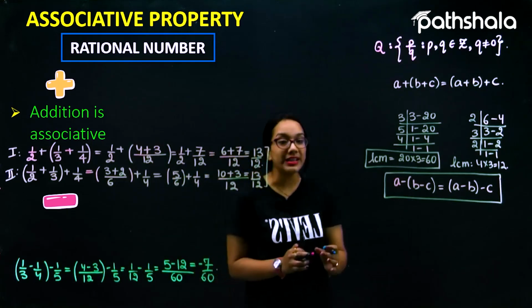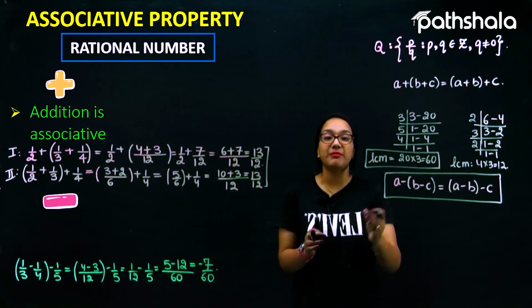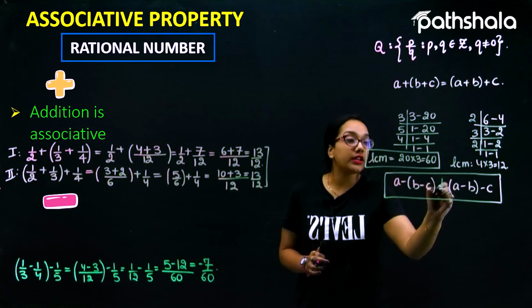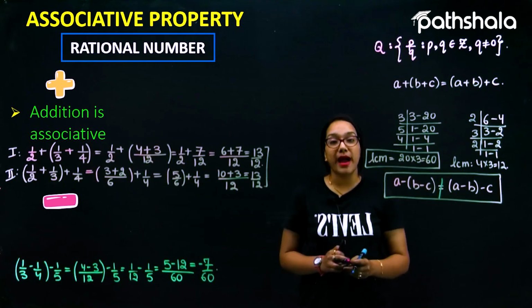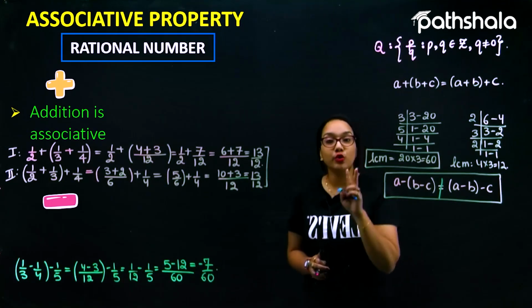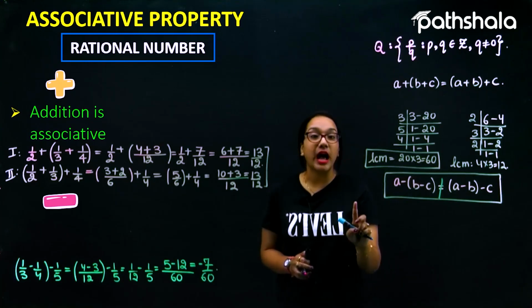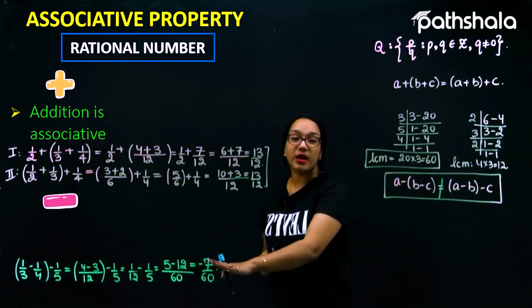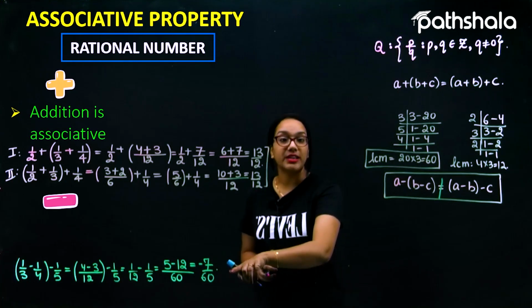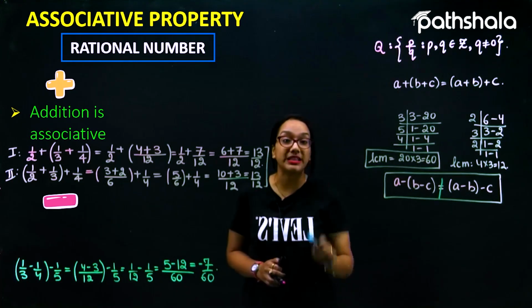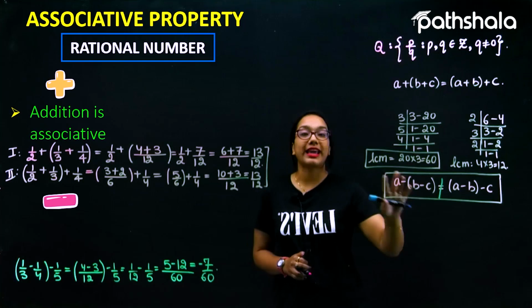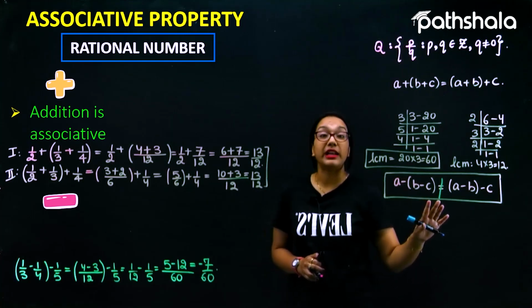The conclusion is that (a − b) − c is not equal to a − (b − c), because for the two cases we are getting different answers. It means that (a − b) − c can never be equal to a − (b − c).